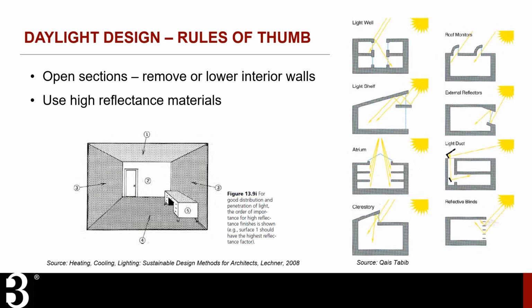Finally, once the exterior openings have been optimized, using low partition heights and high reflectance materials can maximize the effectiveness of daylight. The lower diagram shows the order of importance for the reflectiveness of interior materials, starting with the ceiling, then the wall or walls opposite the windows, then the other walls, then the flooring, and finally furniture. The diagram to the right shows some ways to bounce light using interior elements like light shelves and partial or transparent interior walls.